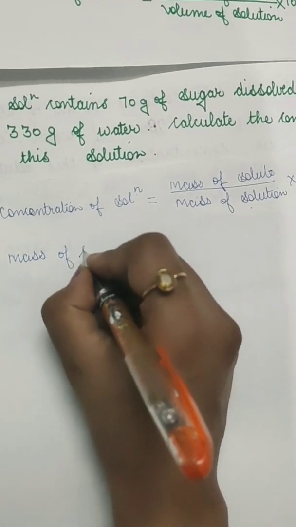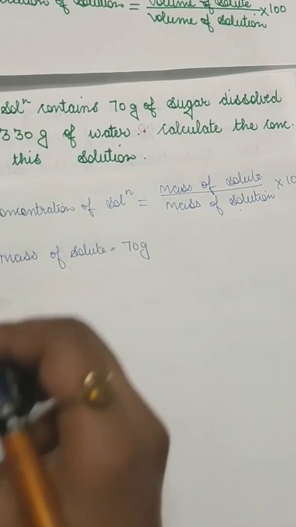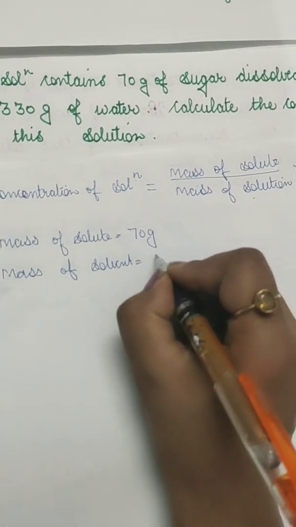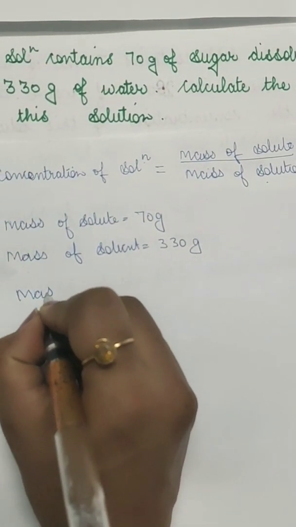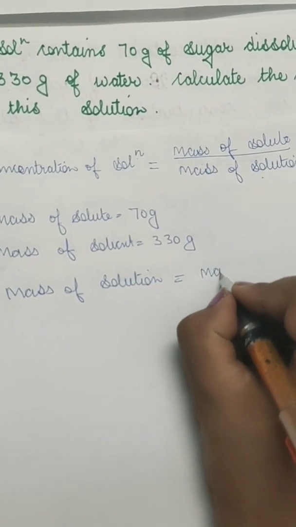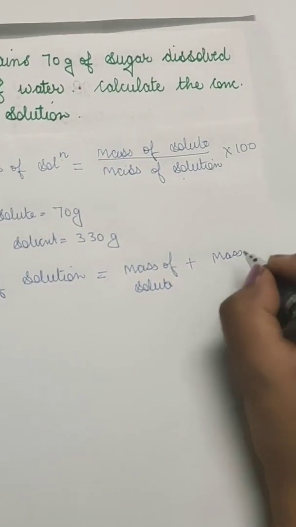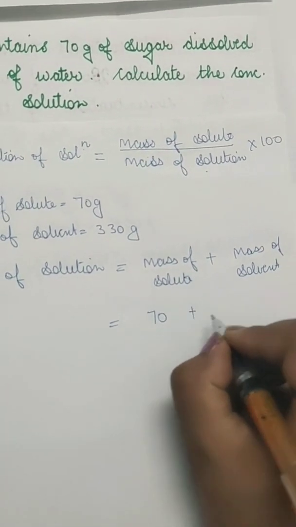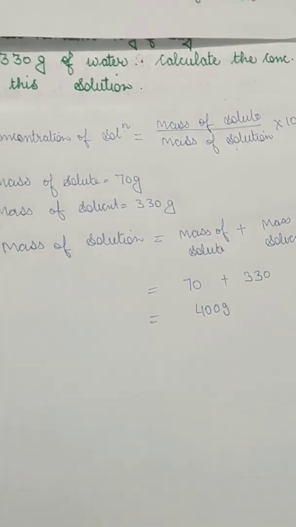Mass of solute, what is the solute here? Yes, it is 70 grams, which is mixed into the solvent, and mass of solvent is 330 grams. G for grams. So the mass of solution will be mass of solute plus mass of solvent, that is 70 plus 330, that will be 400 g. So we have got the mass of solution.